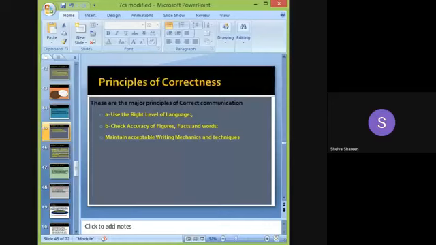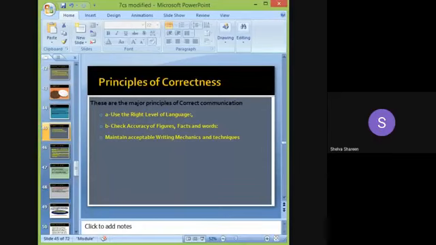Yes, first one is use the right level of language. Now, there are three levels of language. First one is formal, second one is informal, and the third one is substandard. So they said it's your choice in what scenario you are using which language. You should know whether in this scenario formal is appropriate, informal is appropriate, or substandard language is appropriate. Then check accuracy of figures, facts, and words. Whatever information, figures, and facts you are giving, just check before sending the message whether it's correct or incorrect. Maintain acceptable writing mechanics and techniques.